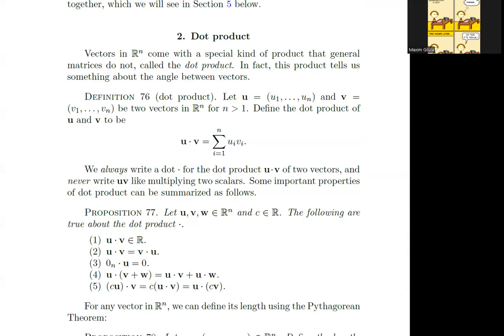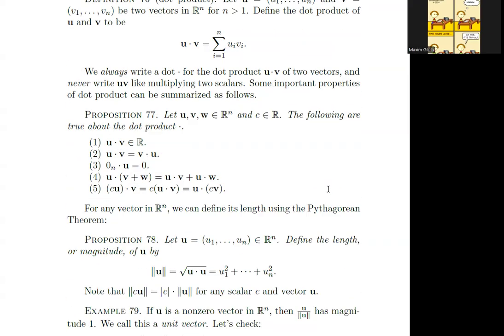You take two vectors, you multiply each of their components, u1 with v1, u2 with v2, and then you add them. So this is just like u1 v1 plus u2 v2 plus un vn. So it's very simple to compute. And we always write a dot for dot product. You don't write uv just next to them.